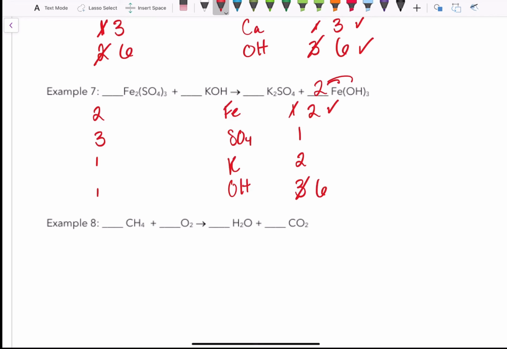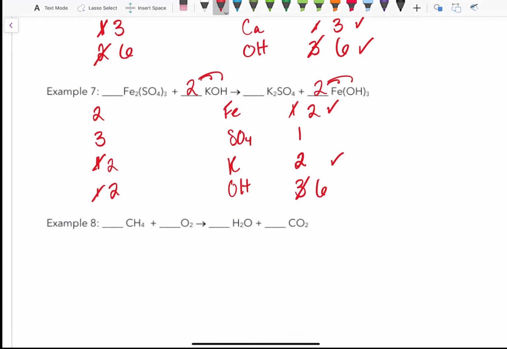Our other metal to fix would be potassium, K. It is a 1 on your reactant side and a 2 on your product side. So we fix that by multiplying by a coefficient of 2. That changes potassium, and it also changes hydroxide. Okay, so that fixes potassium.